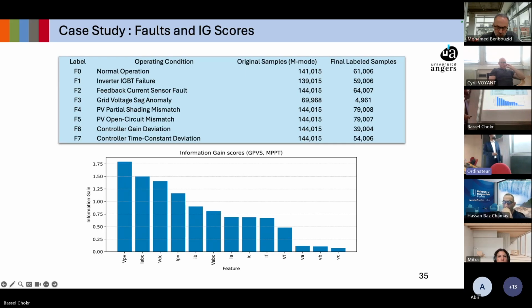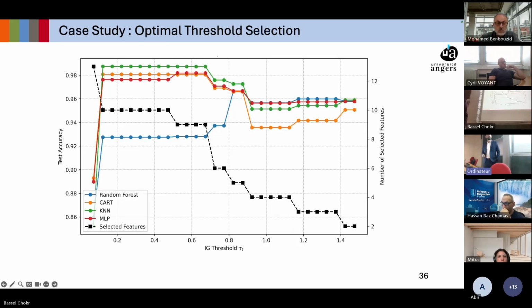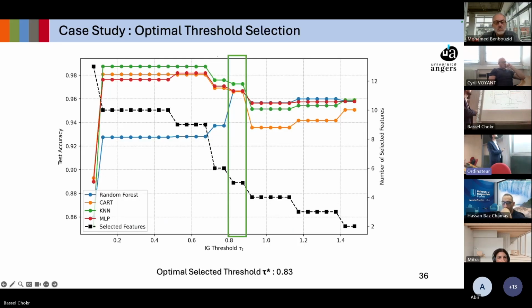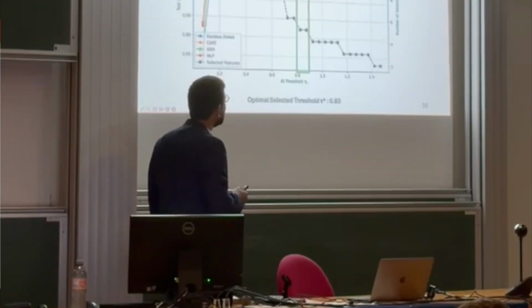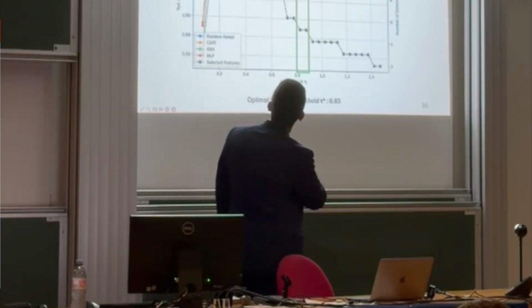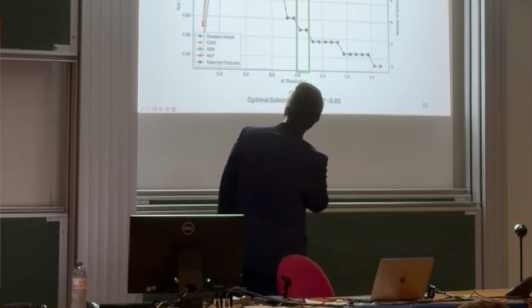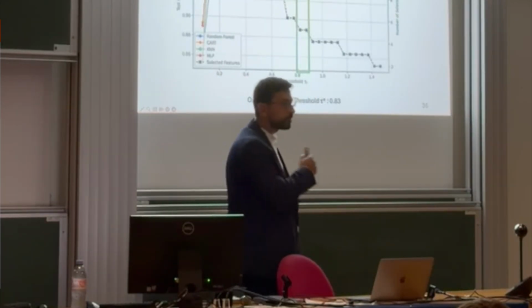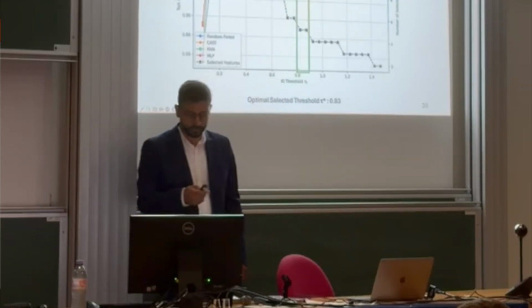Here we got the information gain scores of the different features, and we see how the different features are contributing to the classification. In order to select the optimal threshold, we see from this graph that at 0.83, we have the optimal threshold tau star, where we have the best trade-off between complexity and performance.